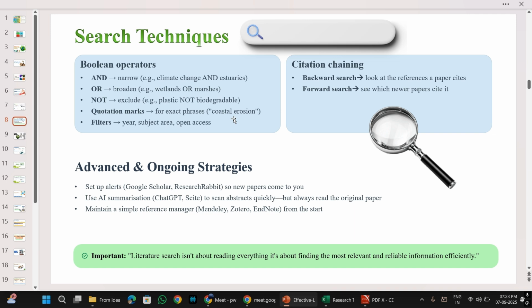And 10% should be review articles. This is the best ratio. 3 is to 3 is to 3 is to 1. Okay, this is the best ratio that you can go for.